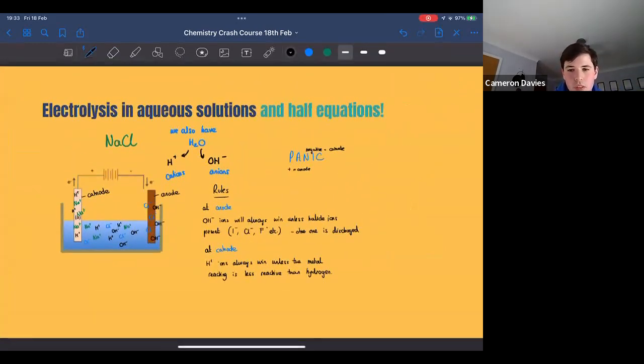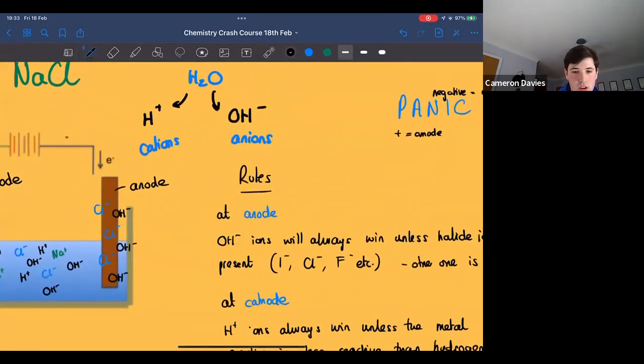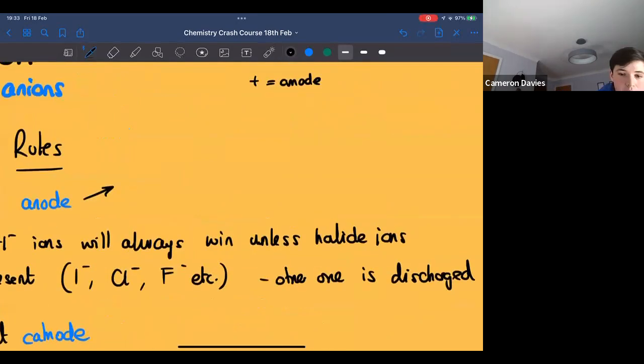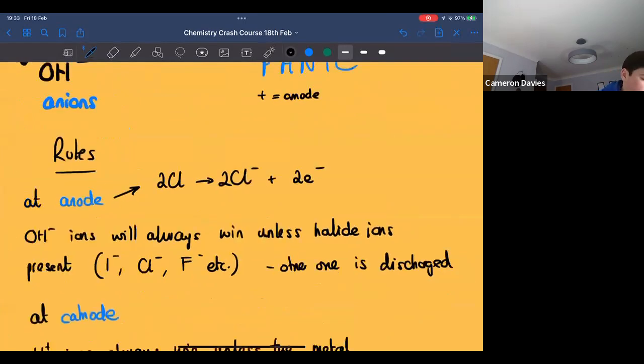So now we've got these two rules for the anode and the cathode. We can work out from our example of NaCl what we're going to produce at each electrode. Let's look at the anode first. We've got Cl minus ions, so that should be alarm bells for halide ions being present. This means they're going to win over the OH minus ions. So the reaction we're going to get here is only with the chloride ion, the same one as last time: 2Cl minus goes to Cl2 plus 2 electrons.